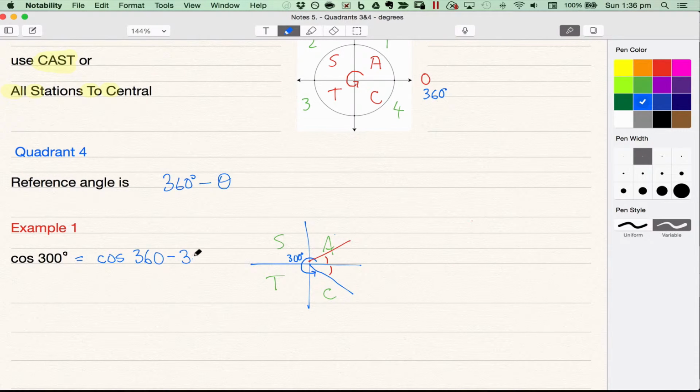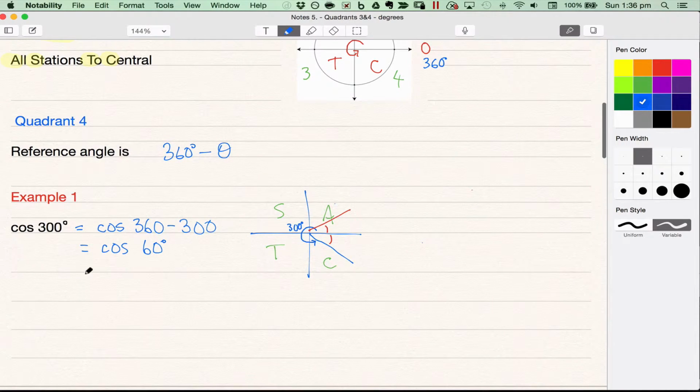360 take away 300, which equals cos of 60 degrees. And this is an extra step that we haven't talked about before, but now we can find cos of 60 degrees without a calculator. So just using our tables, we find that that equals 1/2. And if you'd like to check that on the calculator, you can type in cos of 60 or you can type in cos of 300 and you should end up with 1/2.